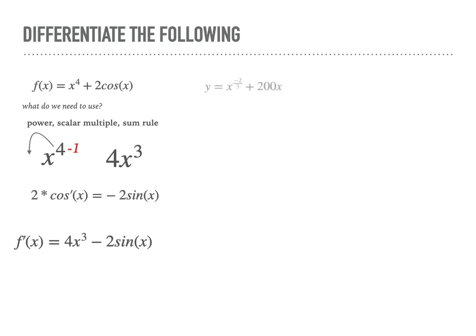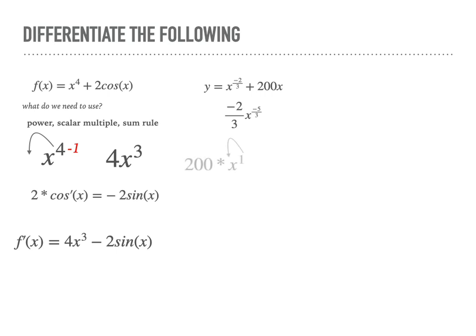Now let's say we find the derivative of y equals x to the power of negative 2/3 plus 200x. Let's first find the derivative of x to the power of negative 2/3, which is simply negative 2/3 times x to the power of negative 5/3. We just bring that exponent down and subtract 1 from negative 2/3, which is negative 5/3.